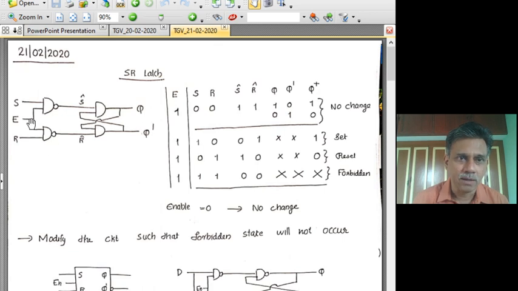Clear? Which means that the latch is disabled. When enable is 1 and S and R are 0 0, S cap and R cap are 1 1 and this is the no change condition. And when the latch is enabled, that is as long as enable is 1, the SR latch works based on the value of S and R. S equal to 1, R equal to 0 means S cap is 0, R cap is 1, and it is a set condition.